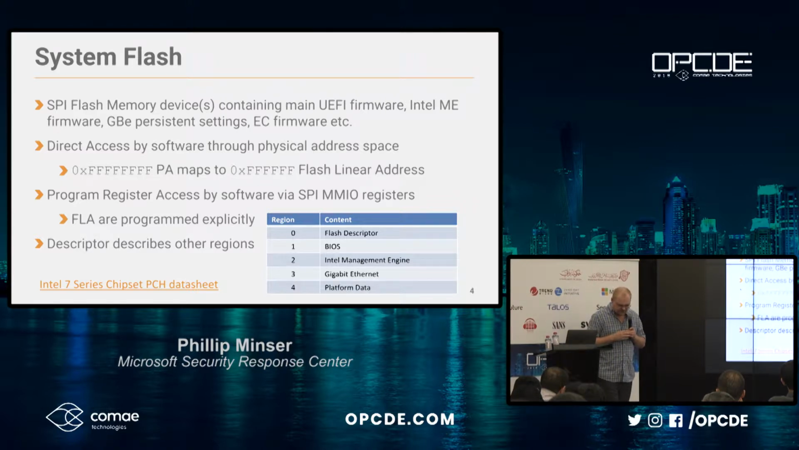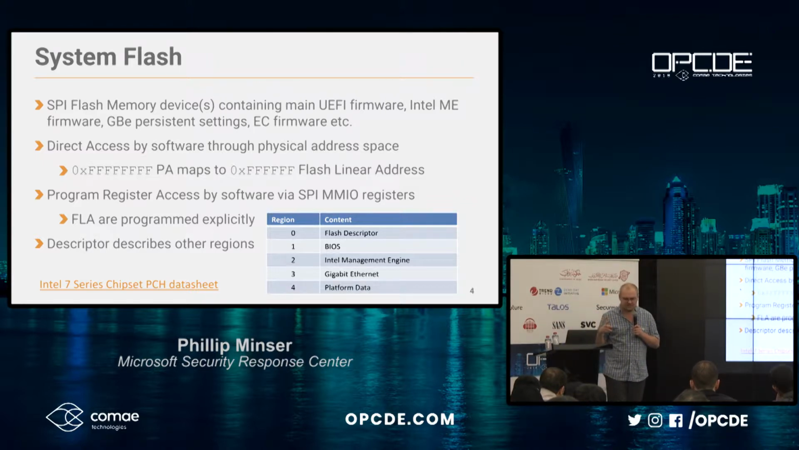So the SPI controller has regions. The regions are basically the logical blocks of the SPI flash. The minimum logical block is 4 kilobytes. The first logical block is the flash descriptor, which will be the main object of discussion for today. It's also called the SPI descriptor, and I will call it the SPI descriptor.